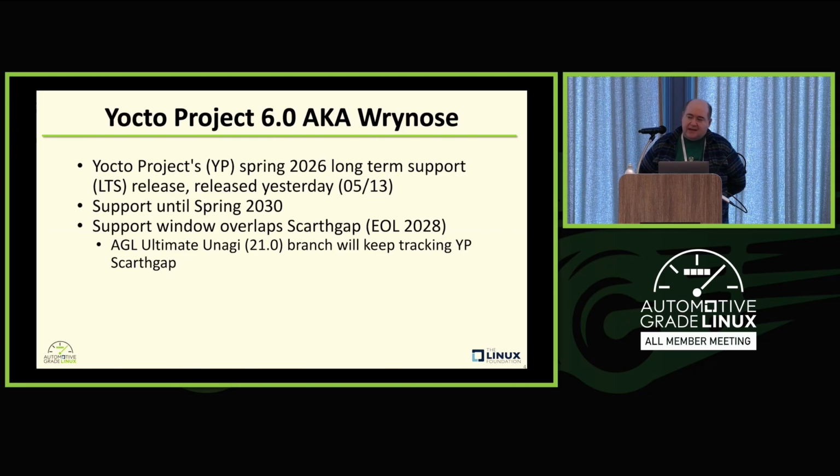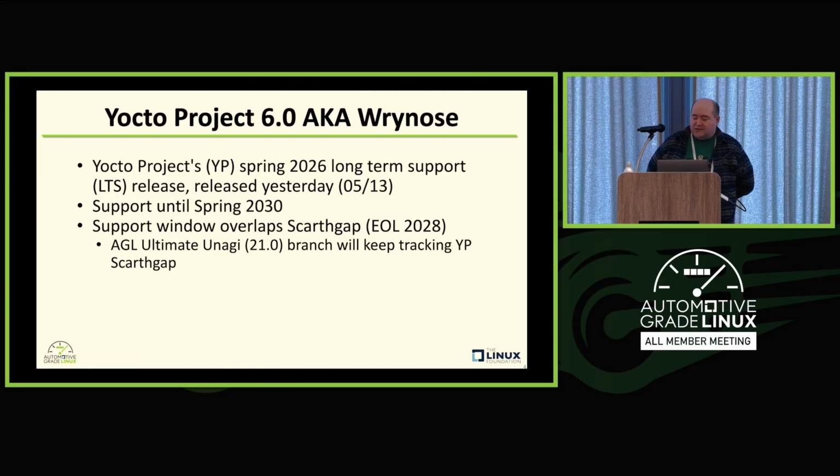It's right from the get-go listed as having support till 2030, so April 2030. And the support window does overlap the ScarthGap LTS, whose end of life is in 2028. And in AGL, we're actually going to still carry ScarthGap and the ultimate Yanagi branch until it goes end of life in 2028, which is similar to how we have been supporting Kirkstone with the Quillback branch.